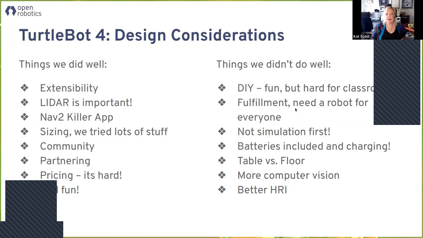And then fulfillment. We needed to be able to get hundreds of these out to people, so we needed to find a partner that was able to do that kind of manufacturing. We wanted more simulation because simulation is basically making free robots for people. I'll talk about that in a minute and show you some sims. We're not giving away a robot, but everyone is going home with a simulated robot today.